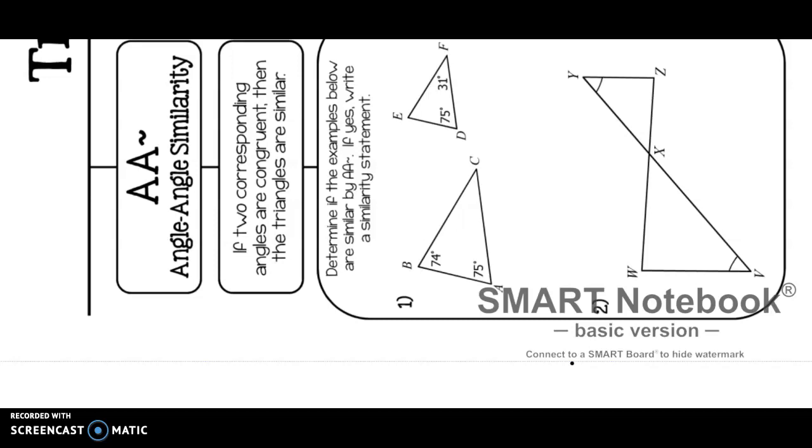So, for looking at these first ones, I'm given 2 angles, okay? So I have 75 and 74. I know I can find angle C if I do 180 minus 75 minus 74, and that actually gets us 31 degrees. So since this one's 31, I know I have a 75 here, a 75 here, a 31 here, and a 31 here. So therefore, I know that these 2 triangles are similar. So this would be a yes.